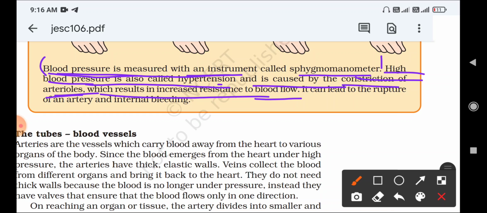It can lead to the rupture of an artery and internal bleeding. When the blood flow is resisted, it can lead to rupture. Rupture means the breaking down of an artery.